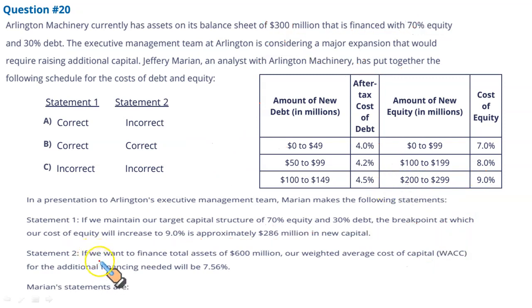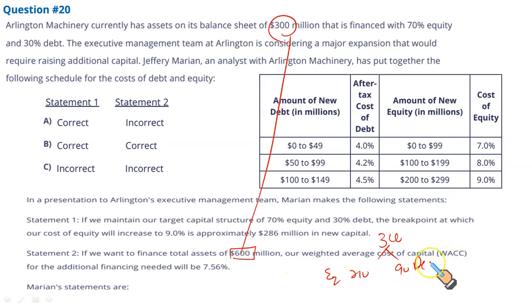Next, if we want to finance total assets of 600 million, out of which 300 million are already available, and as I said, we need 210 million from equity and remaining 90 million will come from debt, our weighted average cost of capital for the additional financing need will be 7.56. Now, when you need 210 million of equity, this would be the relevant cost for equity. When you need 90 million of new debt, it falls here. So the relevant cost of debt is 4.2, cost of equity 9, since it has to be taken after tax and it is given after tax, no further working is needed.